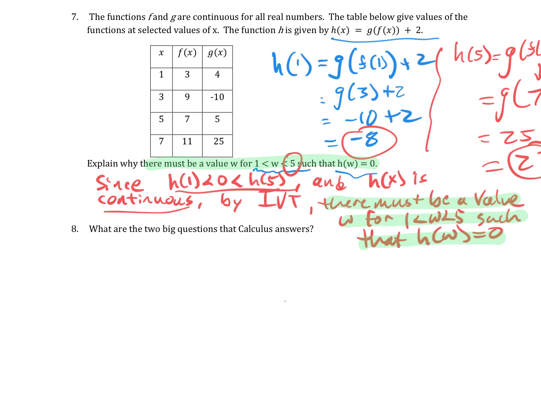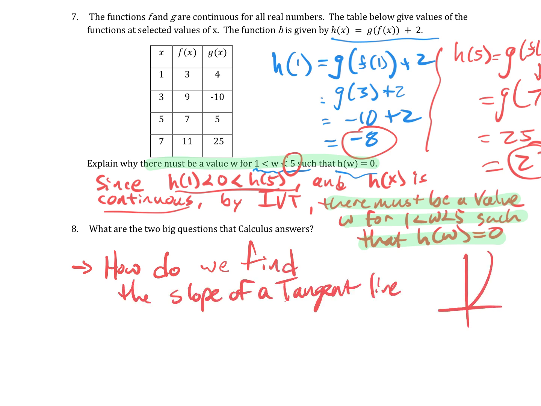All right. And here you go. We talked kind of quickly about this. What are the two big questions in calculus? Well, the first question is, how do we find the slope of a tangent line? So when we have a graph, the tangent line goes through one point, and how do we find the slope of that? Well, that's a limit problem.